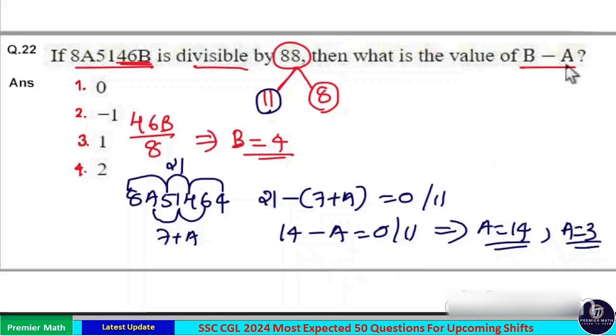But here we need B minus A. B is equal to 4. And if I take A as 14, 4 minus 14 is not in the option. So A is not 14. So take A as 3. So 4 minus 3 is 1, which is an option. Option 3 is your answer.